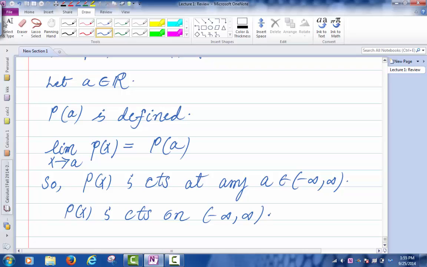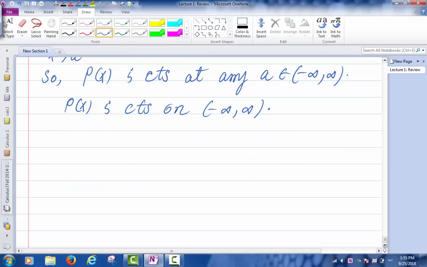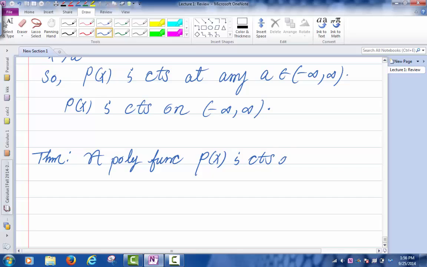Okay, and this is true for any polynomial function. So anytime you have a polynomial function, you can assume that it's continuous everywhere. Okay, so here's a fact: a polynomial function p of x is continuous on the entire real number line.